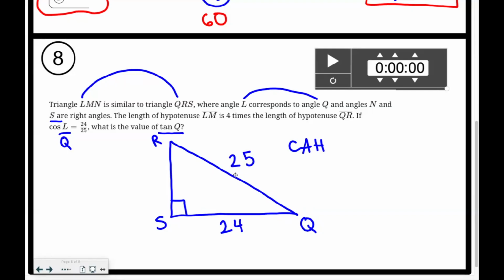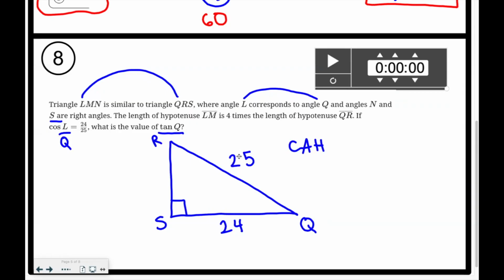And this is extremely important. In the last problem, I made sure to circle those and make sure that I saw them as ratios and not definitive side lengths. In this problem, though, they're asking me the tan of Q. So I'm going to end up dividing anyway.